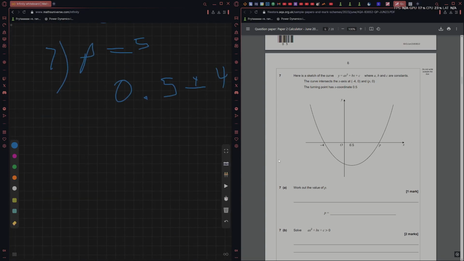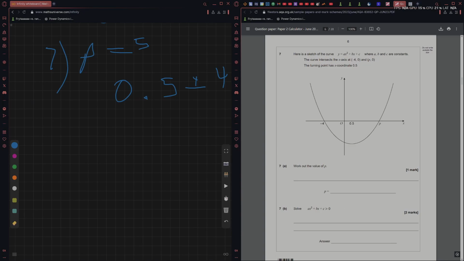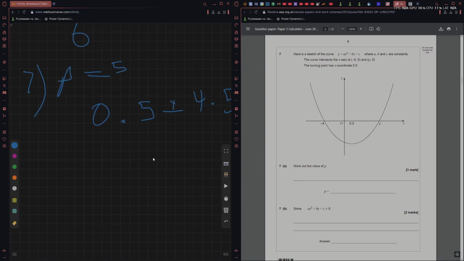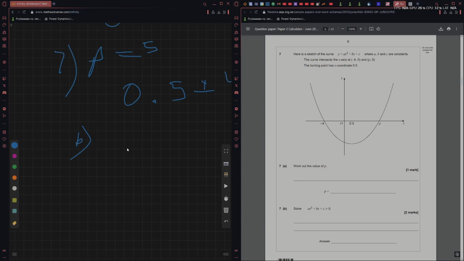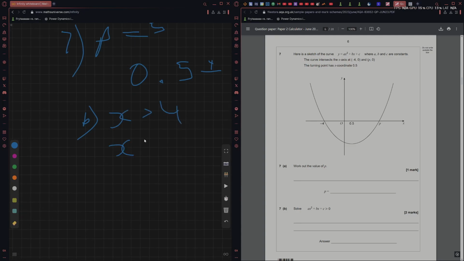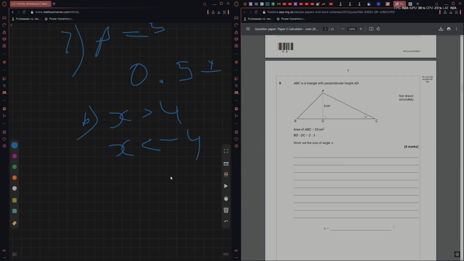And then we're solving this quadratic inequality here. We need to find, actually no we don't, all we need to do is, it's when it's greater than 0, so it's just x is greater than 4, and then x is less than negative 4, that's literally it. Because we're finding when it's above 0. I don't know why that's 2 marks. Alright.